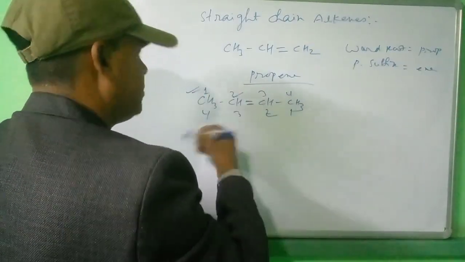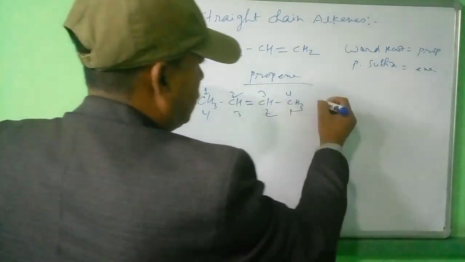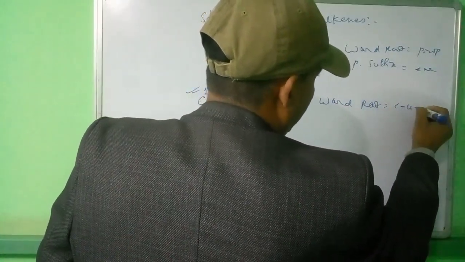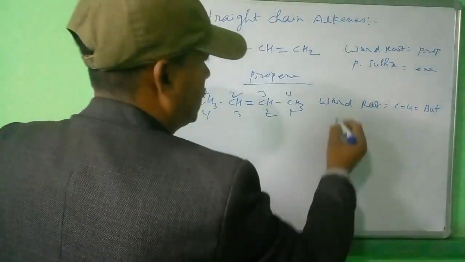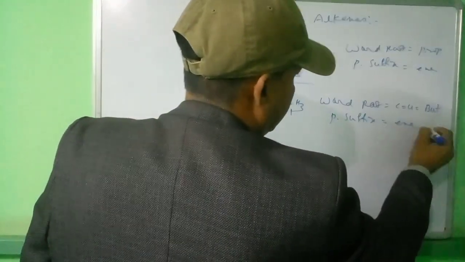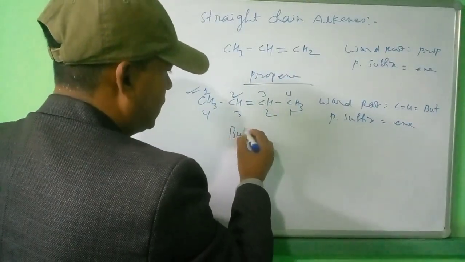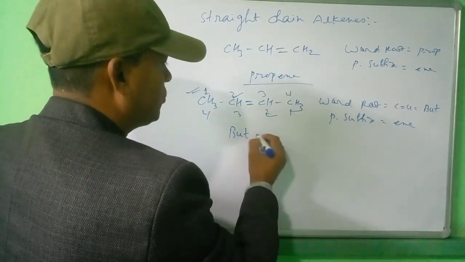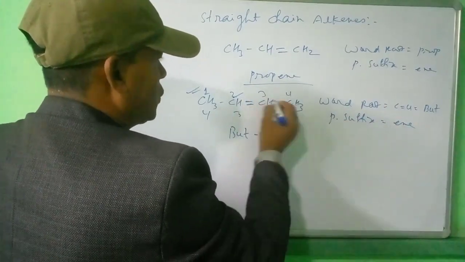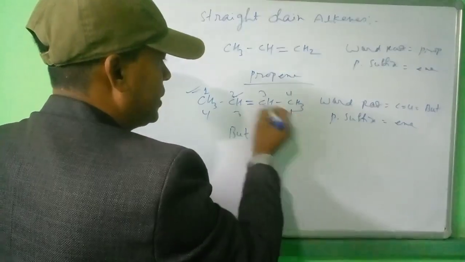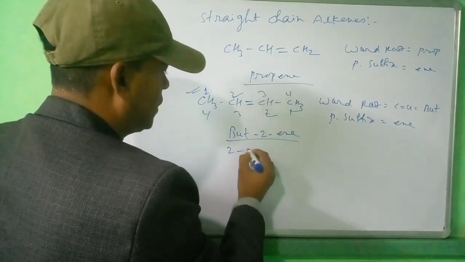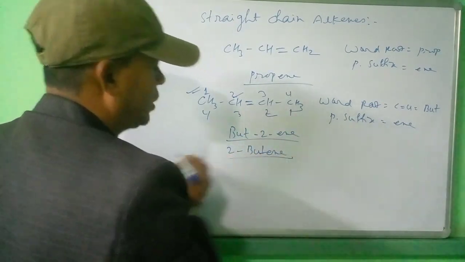Second position has the double bond, so both ways, left to right or right to left, are the same. Now what is the word root? The number of carbons is 4, so but is the word root. And the primary suffix is ene, for the unsaturated hydrocarbon. Now write down but, then dash, then the position of the double bond, which is 2 both ways, and ene. So but-2-ene in this way, and 2-butene also we can write.